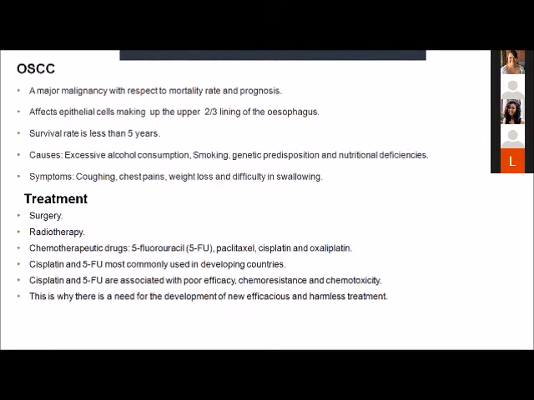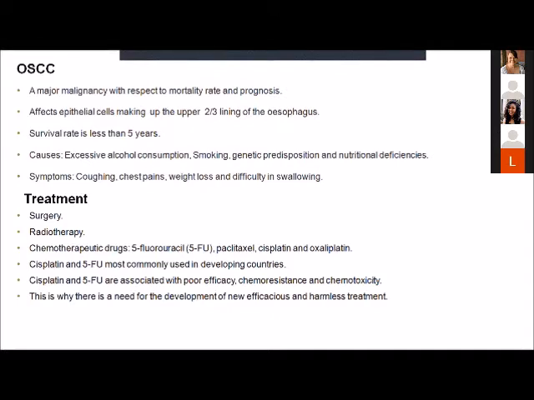OSCC affects the epithelial cells in the upper 2/3 of the esophagus, and it has a survival rate of less than 5 years, as it is already at the advanced stage by the time of diagnosis. It is caused by excessive alcohol consumption, smoking, genetic predisposition, and nutritional deficiencies. Some of the symptoms of OSCC include coughing, chest pains, weight loss, and difficulty in swallowing.